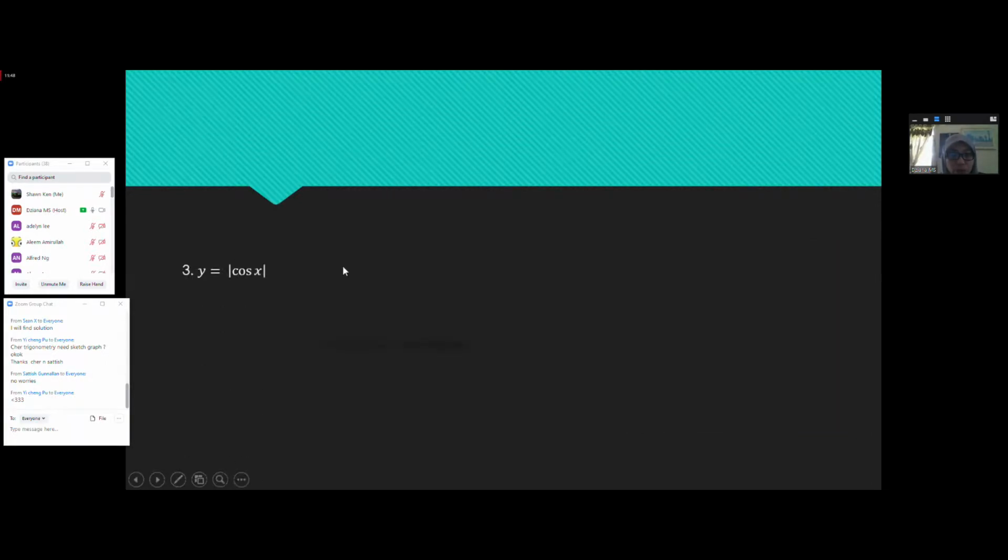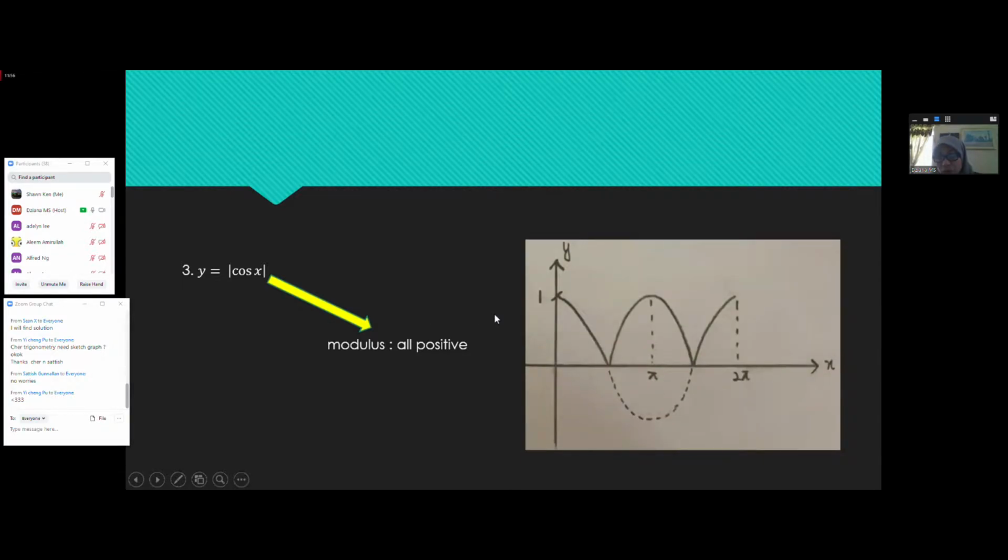The third one is modulus. The modulus here means that all values must be positive. So this should be the graph. Do reflection on the x-axis.